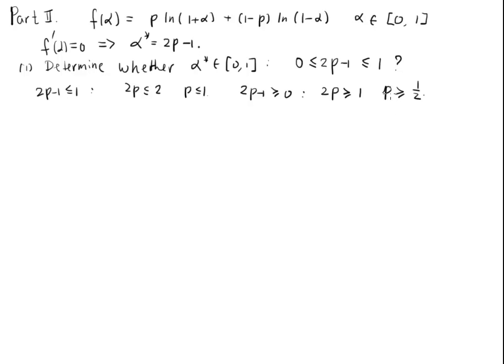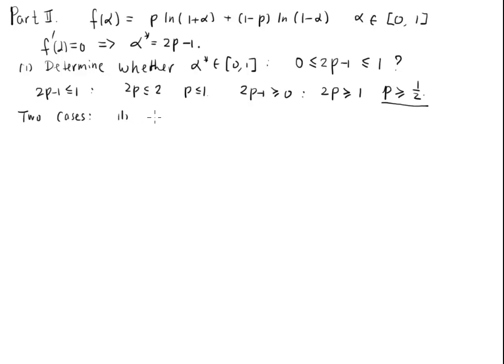Now remember, the restriction on p is between 0 and 1. So this condition over here indicates that we need to look at the problem for different parameter regions. So we need to divide the situation into several cases. So now we have this one over here. So we have two cases really.